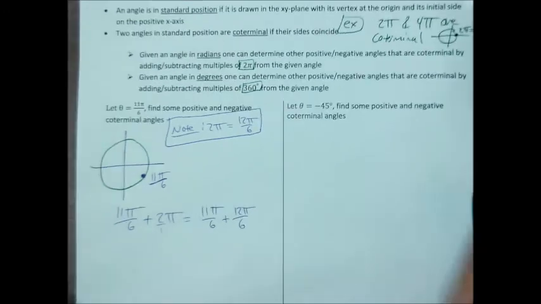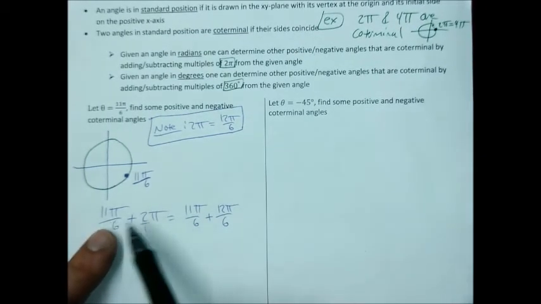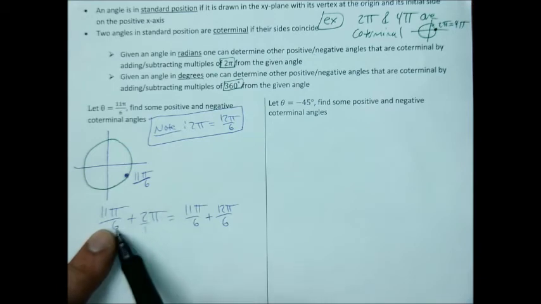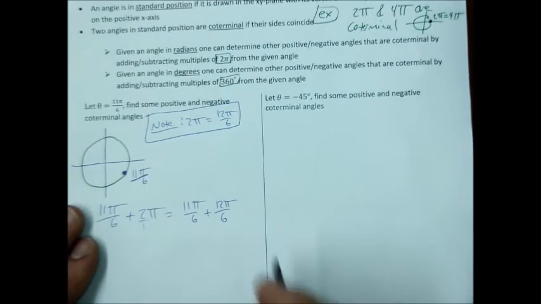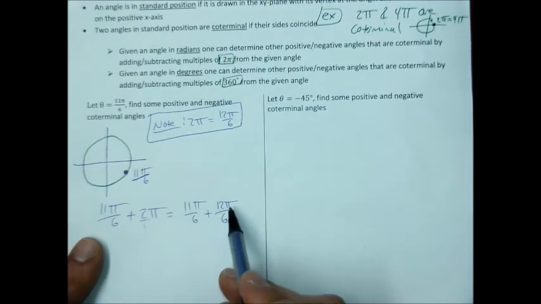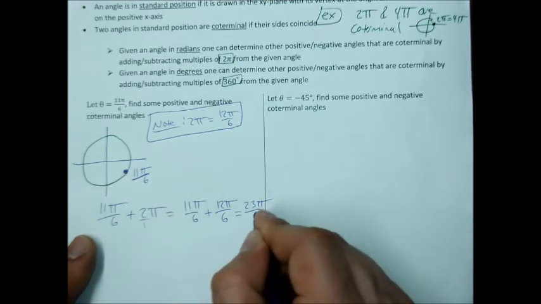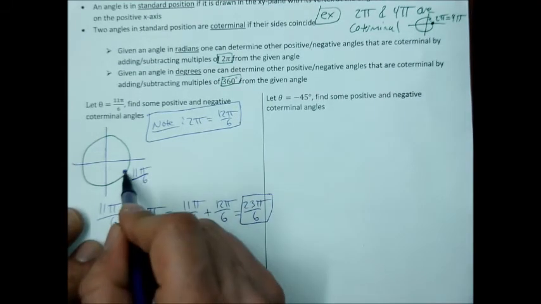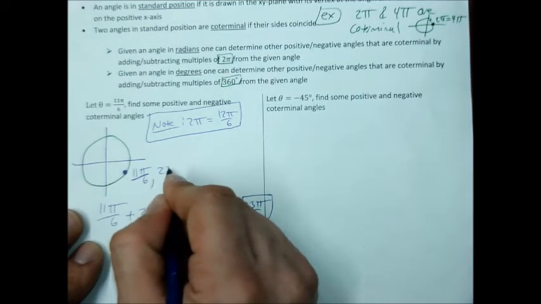I'm just going to pause for a second to make sure that makes sense. I feel like people get confused with this sometimes. All I did is I wanted to find a coterminal angle, so I added 2 pi, and if I want to have a common denominator of 6, it's 12 pi over 6. Okay? When I do this addition, this ends up being, I'm sorry, 23 pi over 6. And so this is a coterminal angle to 11 pi over 6. So this point right here is not only 11 pi over 6, it's also 23 pi over 6.